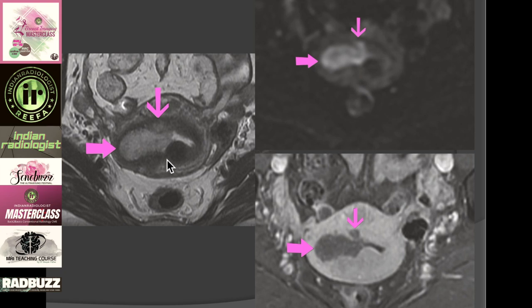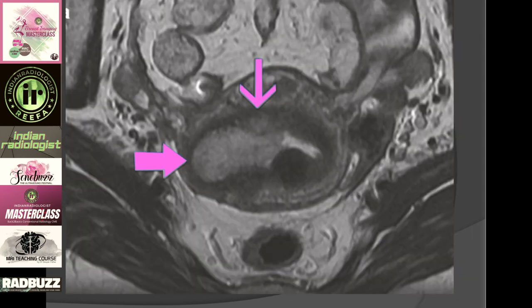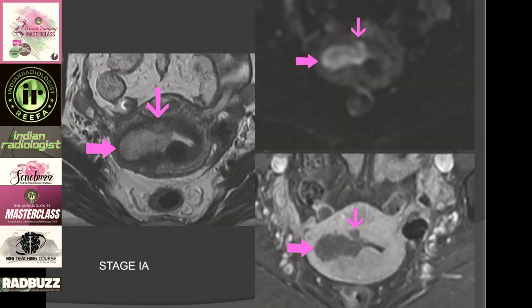So if you can identify the junctional zone clearly on the small field of view sequences, then it's likely going to be stage 1A, which means it's not disrupted that junctional lining and is going to be a stage 1A tumor. This is just to show the presence of the endometrial junctional zone lining. So this is, as I said, a stage 1A tumor.